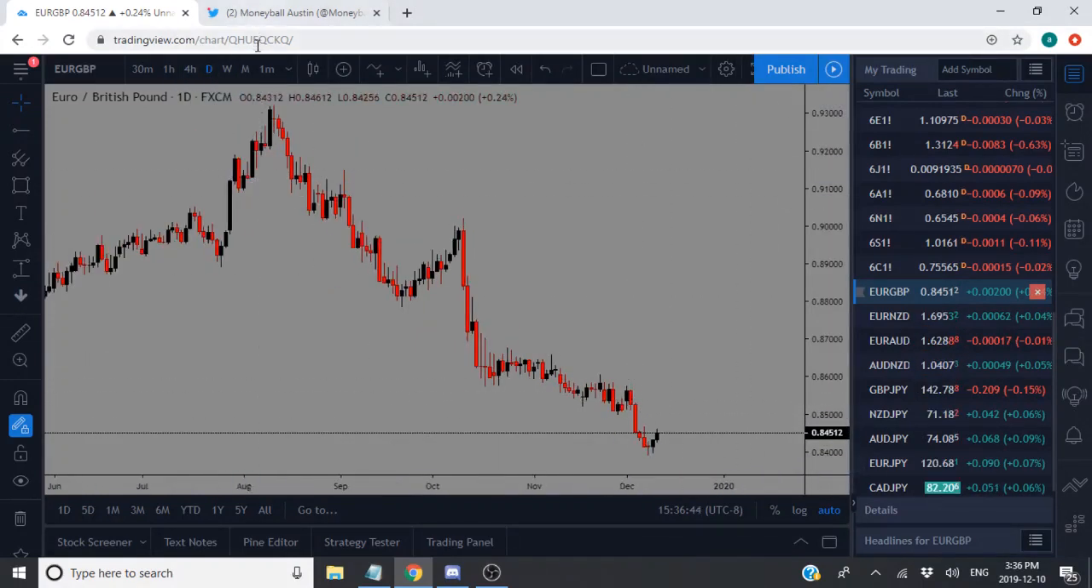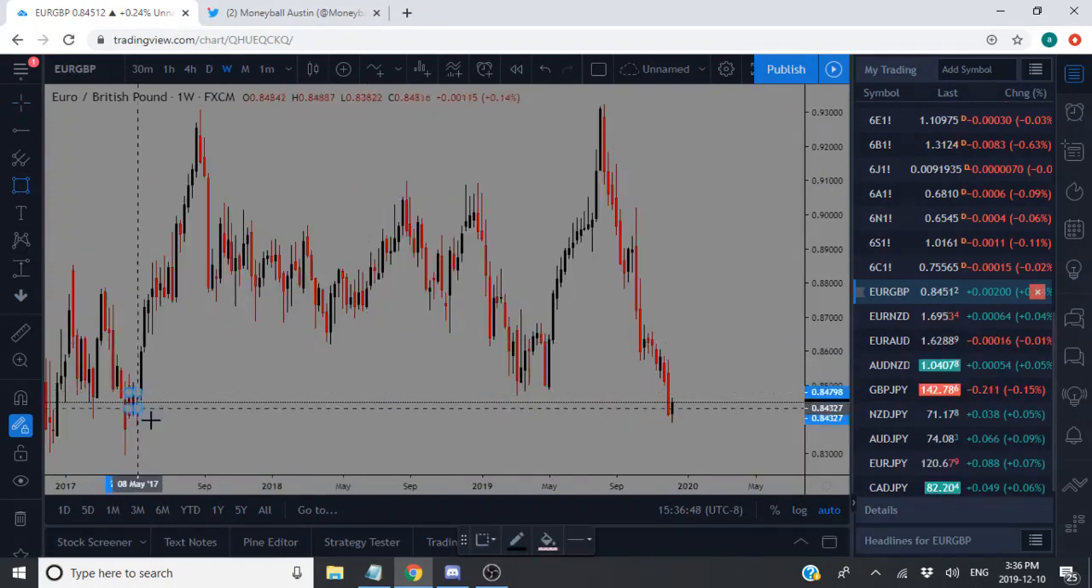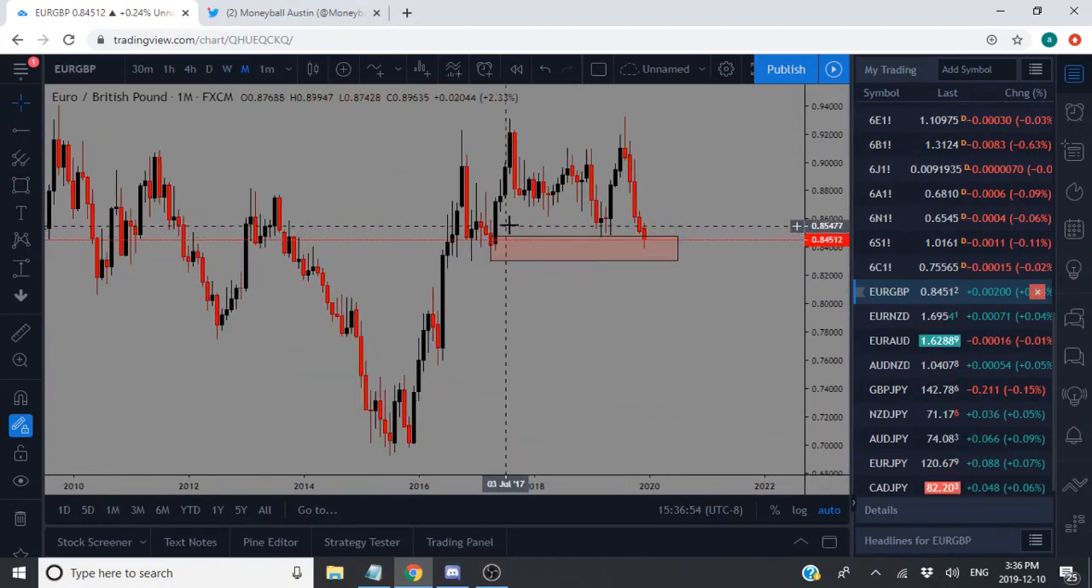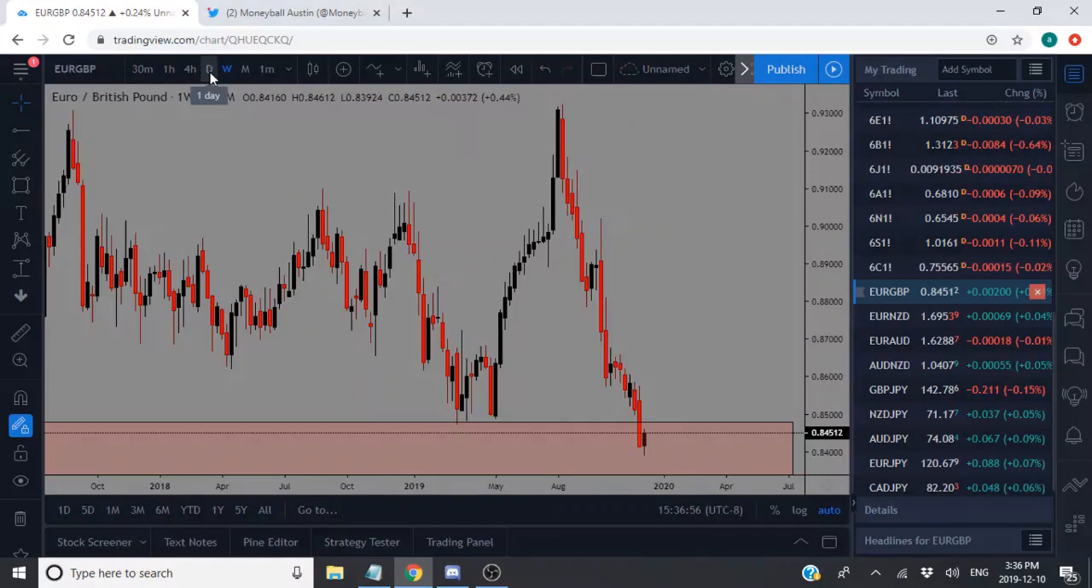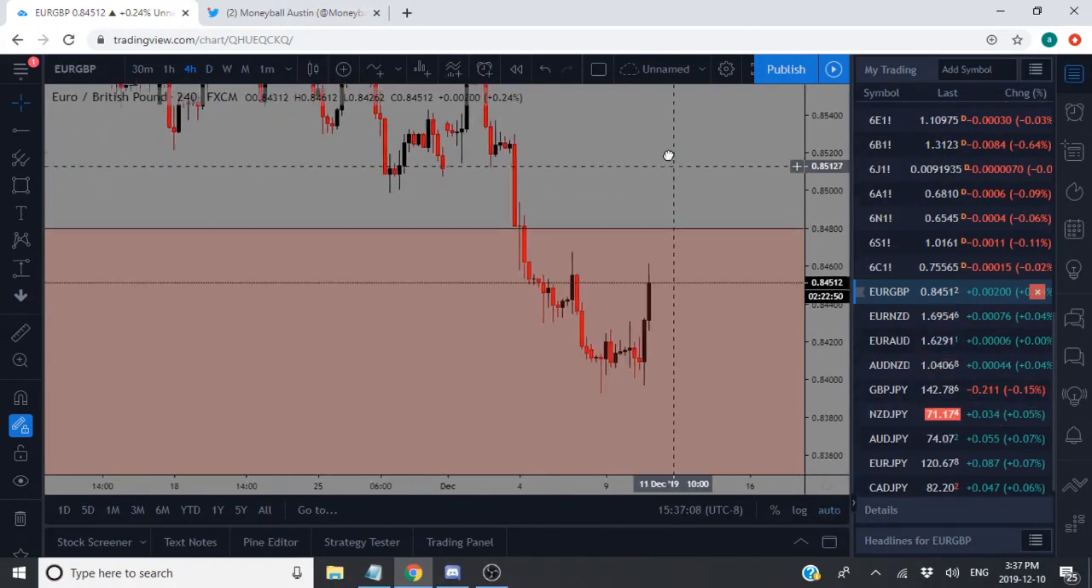Euro pound. We are sitting inside that weekly demand tested. I believe it's monthly demand too. Monthly demand tested, weekly demand tested. Still, we're at an area where I'd want to be buying. Why? The pound's in supply. This right now, euro pound is in demand. We see that strong move up.